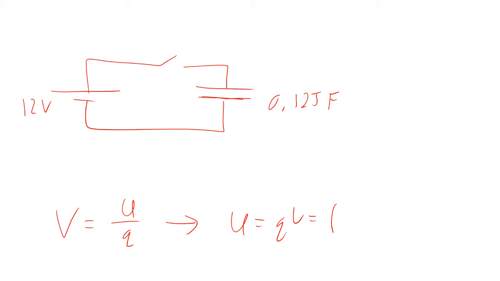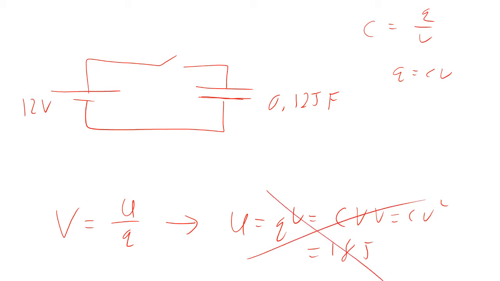Okay, and so Q is pretty straightforward because we know that C equals Q over V. So Q is going to be C times V, and so that would be C times V times V. So that'll be CV squared. And so you would look at that and say, oh, wow, that's real simple. So that would be 0.125 times 12 squared, which would be 18 joules. Okay, that sounds simple, except it's wrong. So that's not really what happens.